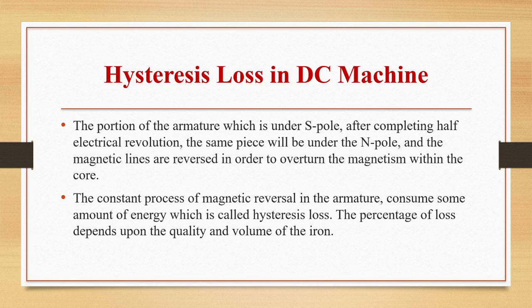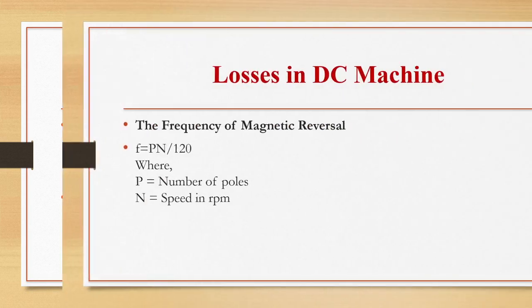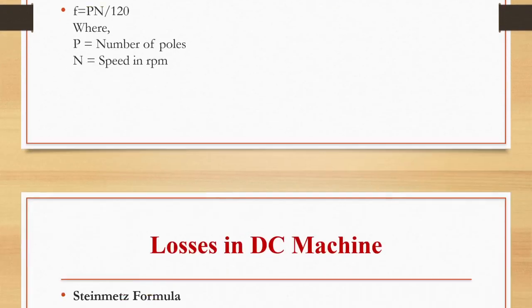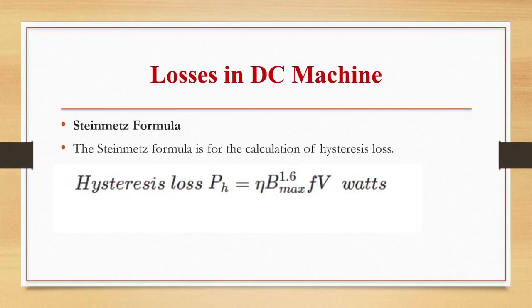So what is hysteresis loss? The constant process of magnetic reversal in the armature consumes some amount of energy, which is called hysteresis loss. The percentage of loss depends upon the quality and volume of the iron. Now let us see the frequency of magnetic reversal. Frequency is given as PN by 120, where P is the number of poles and N is the speed in revolutions per minute. Next, the Steinmetz formula, for the calculation of hysteresis losses.